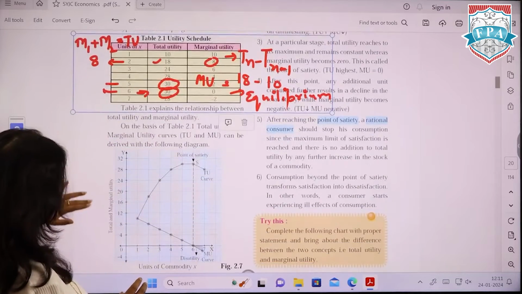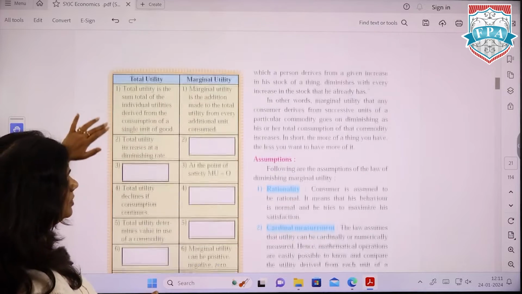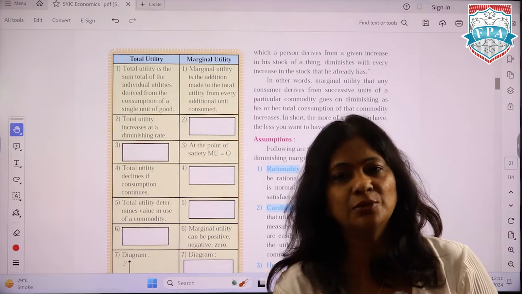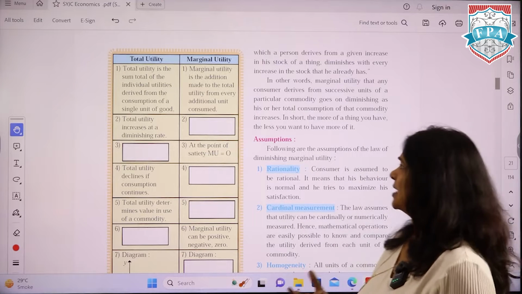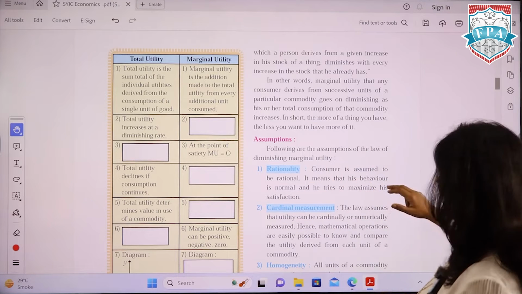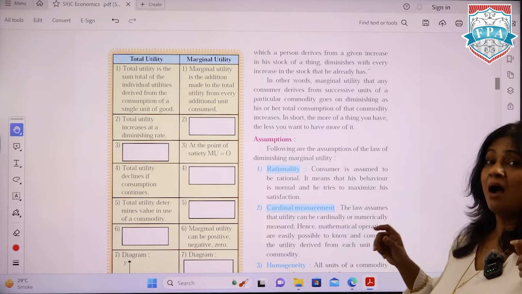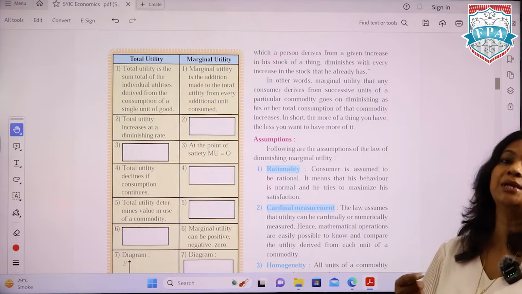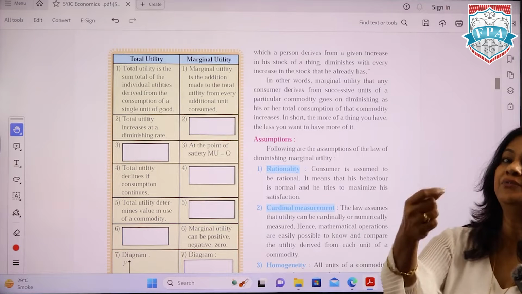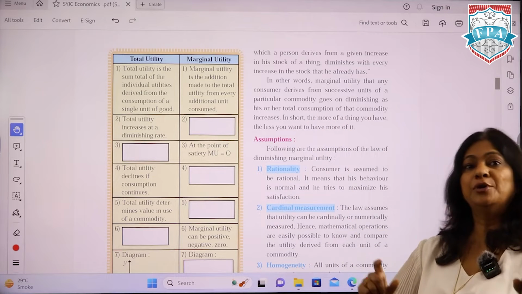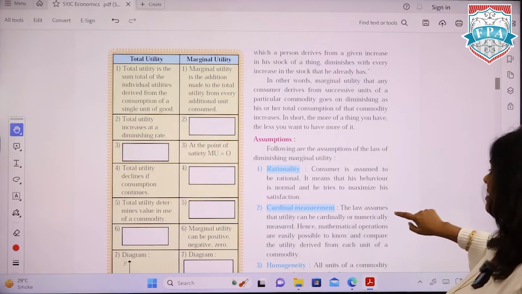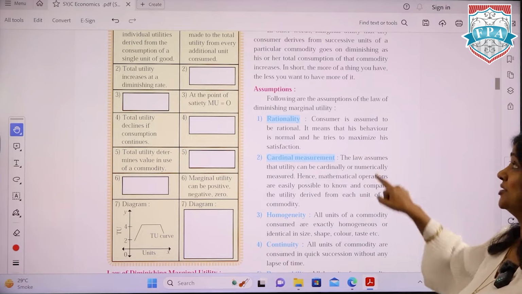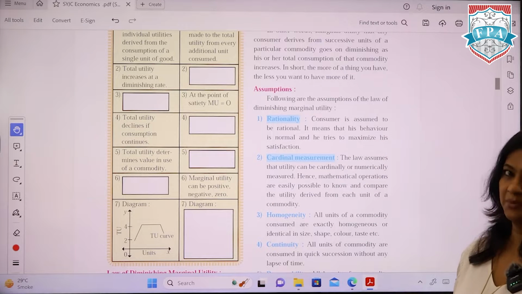Now after this guys, they are talking about कि इस पूरे ग्राफ या इस पूरे टोटल यूटिलिटी और MU मार्जिनल यूटिलिटी के बीच का जो रिलेशनशिप है, of course it is based on some assumptions. And what is that assumption? They say that, जैसे कि मैंने आपसे बोला था, cardinal measurement, that is, though it is difficult, but they say if at all you can measure utility, then if at all you're ready to give numbers, then what is the number you're going to give if you're going to consume the first unit, the second unit? So this is known as cardinal measurement. That is, the law assumes that the utility can be cardinally or numerically measured. This is the first and the biggest assumption.